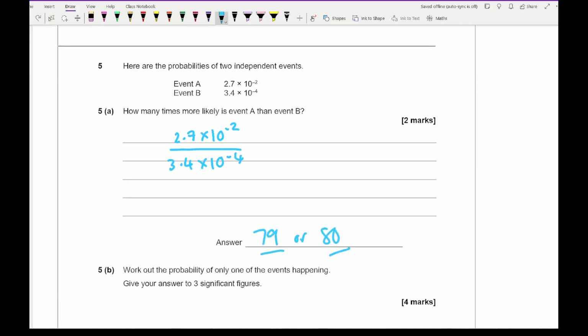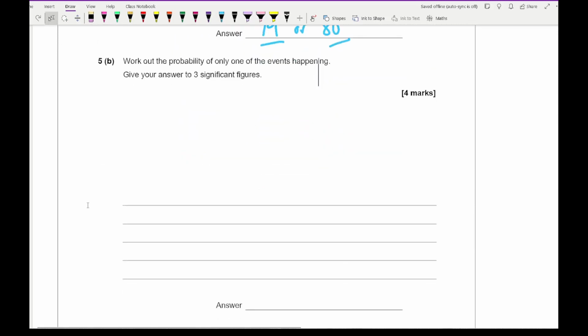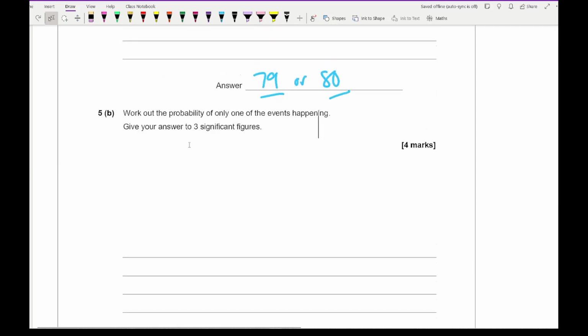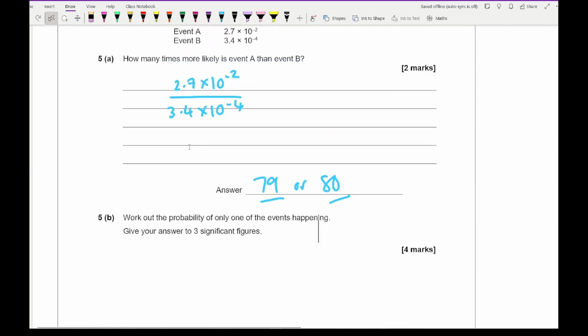Now in terms of 5b, it says work out the probability that only one of the events is happening. For this, all we need to do is multiply out the probabilities. So either you can have event A and not B, or what we could have is B and not A.